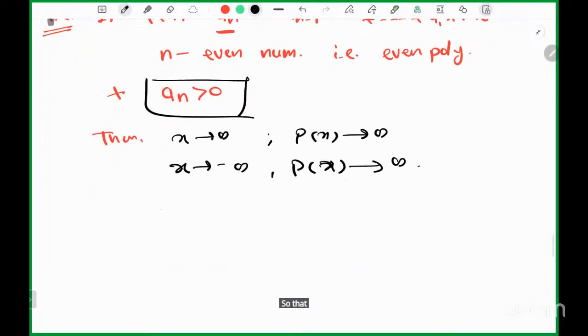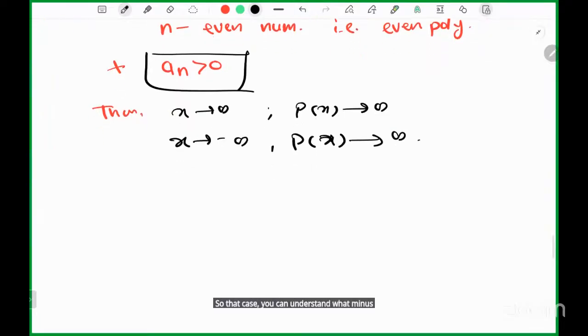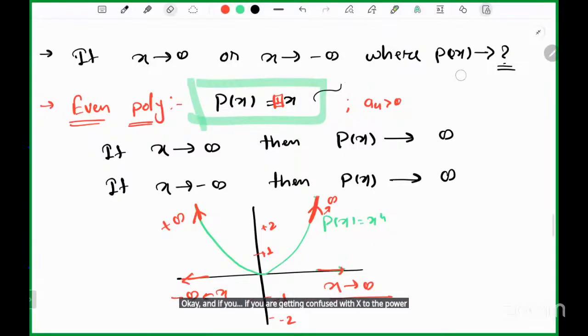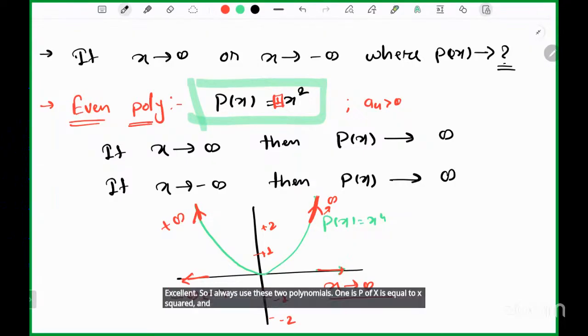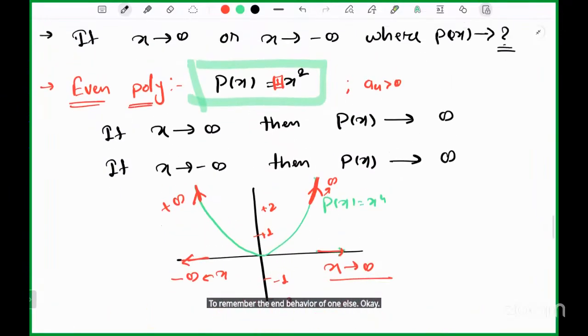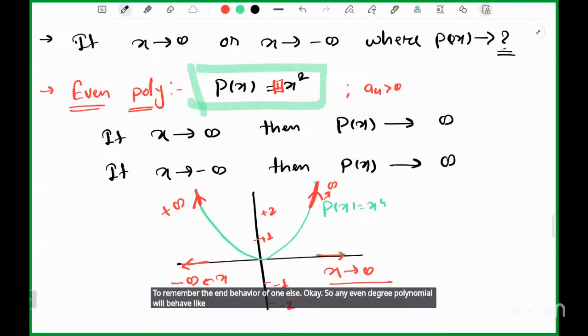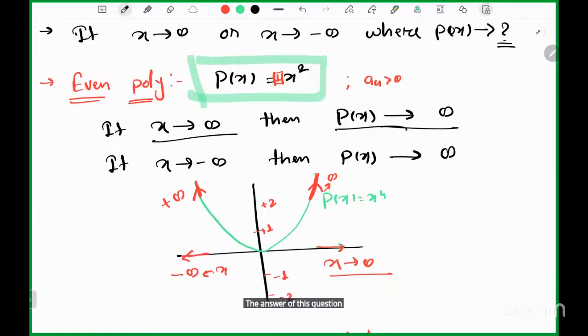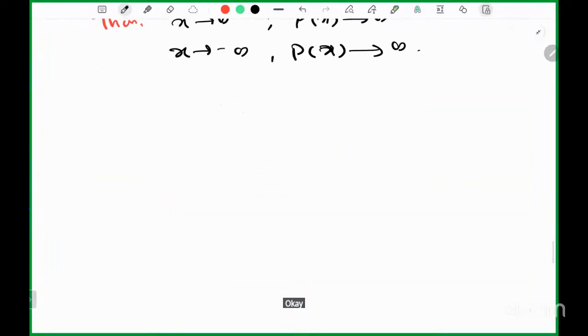That case you can understand with the minus x to the power 4 polynomial. If you are getting confused with x to the power 4, you can also reduce it to x square. I always use these two polynomials to remember the end behavior of polynomials: one is p of x equals x square and another is p of x equals x cube. Any even degree polynomial will behave like p of x equals x square or p of x equals minus x square. The answers to these questions are for x going to infinity or minus infinity. So this is our first case.